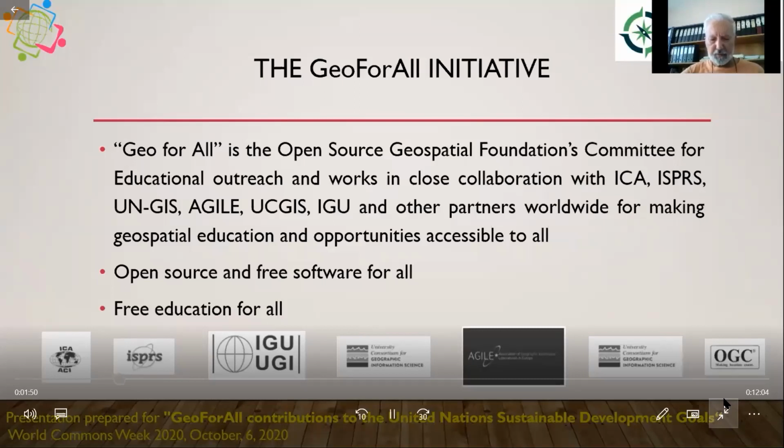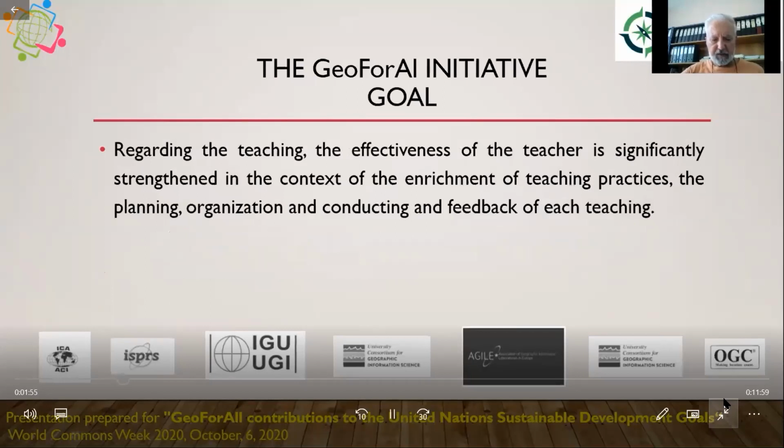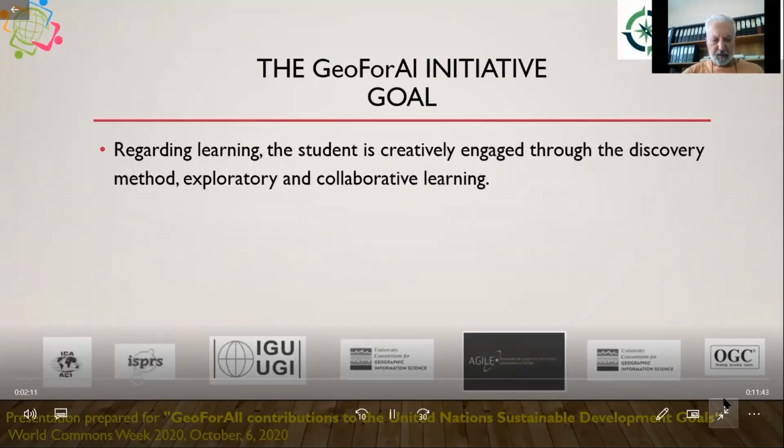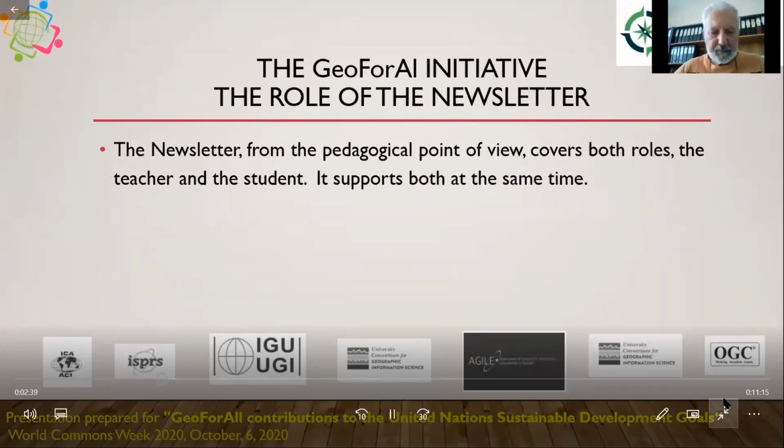After all, education means teaching and learning. Regarding the teaching, the effectiveness of the teacher is significantly strengthened in the context of the enrichment of teaching practices, the planning, organization, conducting and feedback of the teaching. Regarding learning, the student is creatively engaged through the discovery method, exploratory and collaborative learning. Here comes the newsletter that provides the student with its content, information and articles to guide him or her in exploring the content, discovering the information and collaborating through the texts of the articles. The newsletter, from the pedagogical point of view, covers both roles, the teacher and the student. It supports both at the same time.